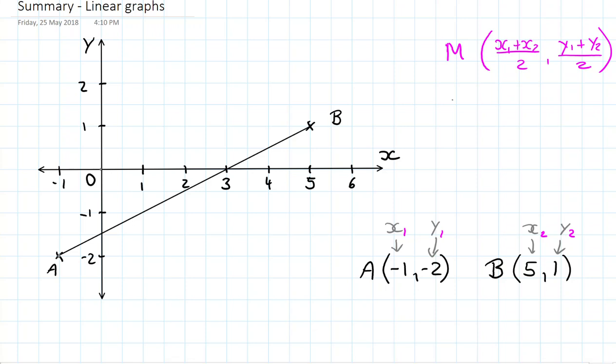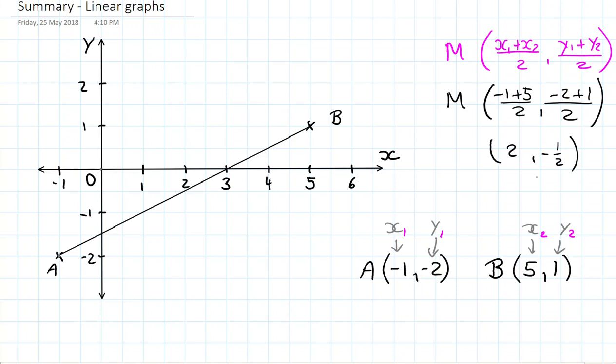Let's substitute the values and find the midpoint. x1 is -1, x2 is 5, and y1 is -2, y2 is 1. There we go. M would then be 2, and the other one would be -1/2. Let's have a look on our picture if that really can be. So we're having 2 and -1/2. Oh, yeah, that fits. So that's the midpoint between A and B.